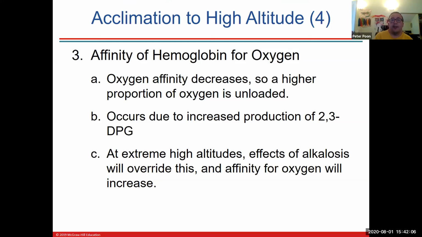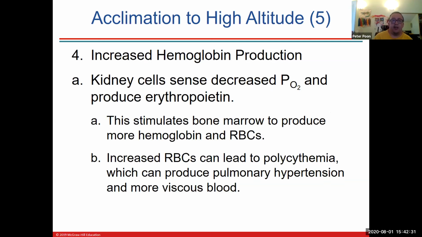So the affinity of hemoglobin for oxygen. Oxygen affinity decreases, and simply there's less of it in the atmosphere. A higher portion of the oxygen is unloaded. This occurs due to increased production of 2,3-DPG, and then at extreme high altitudes the affinity for oxygen will increase again. But the most important thing is this.